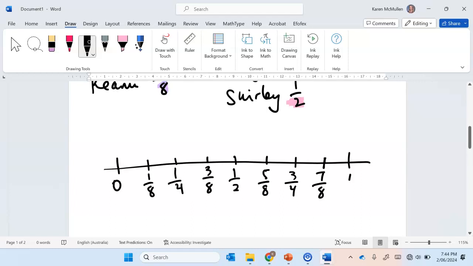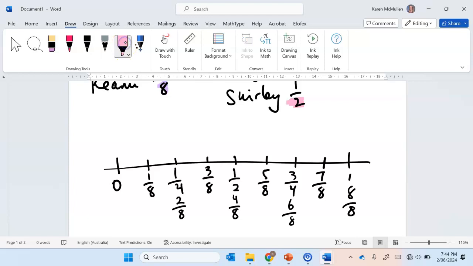But if you think back to equivalent fractions, 1/4 is the same as 2/8, and 1/2 is the same as 4/8, and 3/4 is the same as 6/8, and even 1 is the same as 8/8.